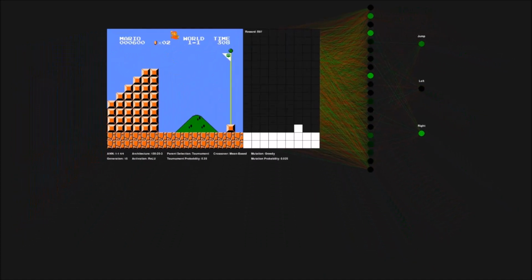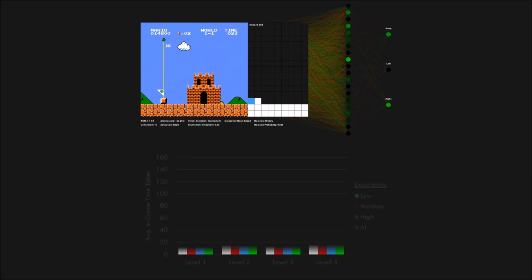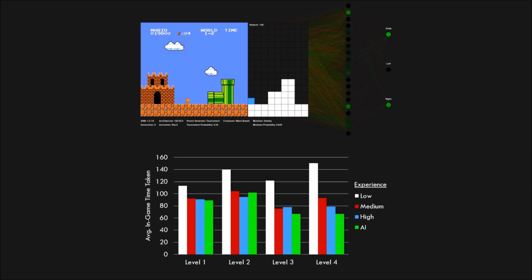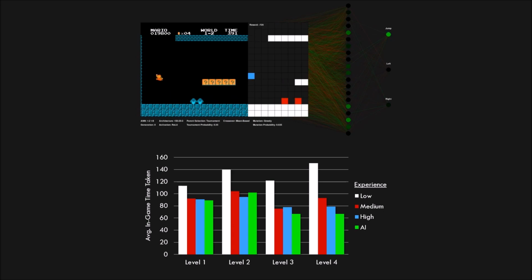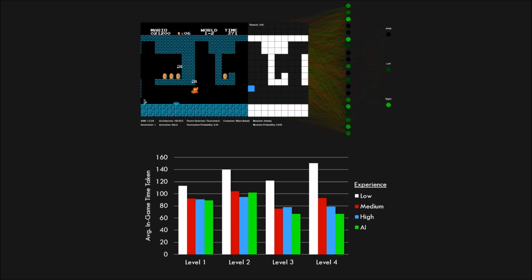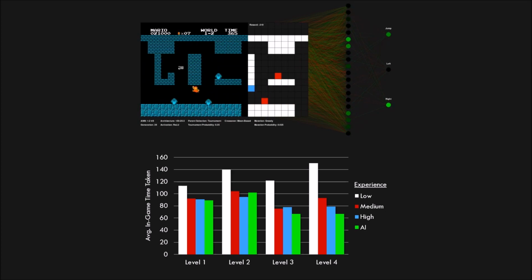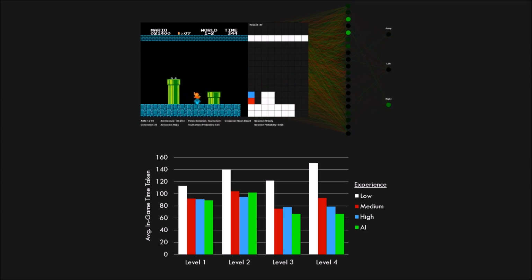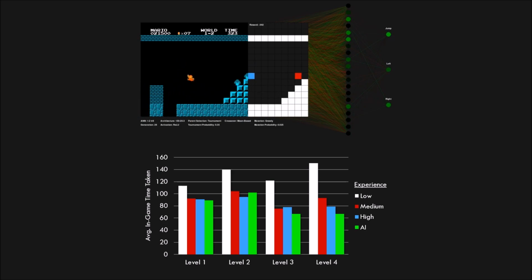However, not only were they able to complete the levels, but a self-run human baseline experiment showed that they were able to beat them faster than the average human, with their level completion times being consistently lower than that of low to medium experienced players on all levels, and the same or lower than that of high experienced players on all levels but the second.